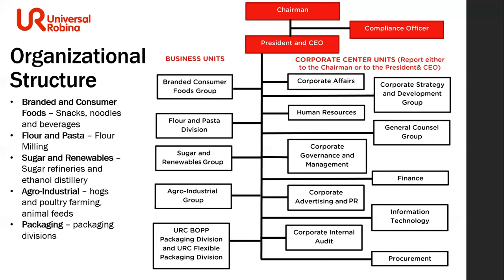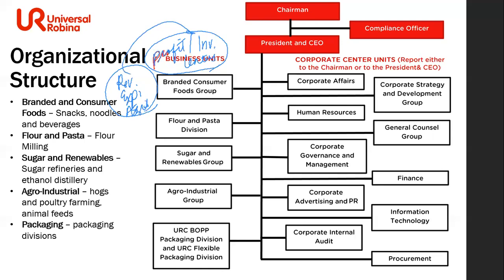Agro-industrial group, so hogs and poultry farming, and packaging divisions. Packaging ng mga pagkain. Okay? So these are organized as business units. So if they're organized as business units, baka these business units are all profit or investment centers. Okay? Obviously, if you're the general manager for snack, you have accountabilities over revenues, right? You also have accountabilities over expenses and on assets. So yan yung investment centers. And I think that would be the case, most logical case for the other groups.